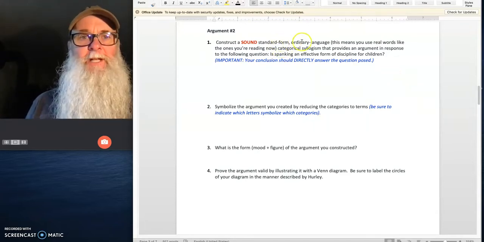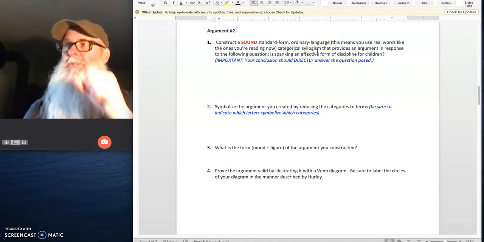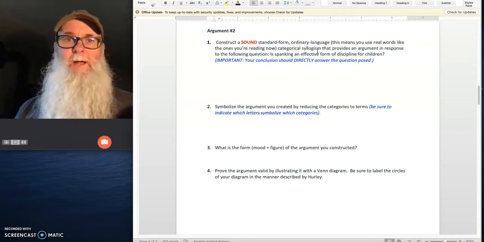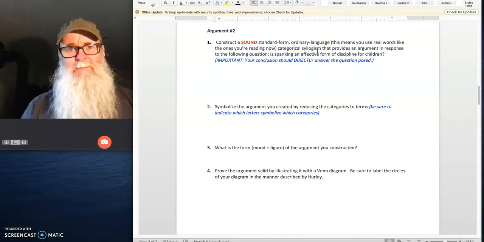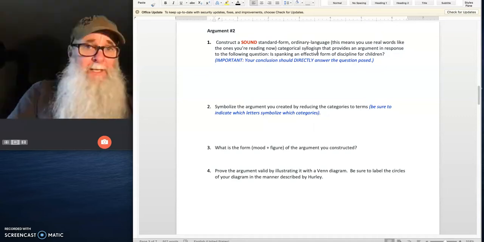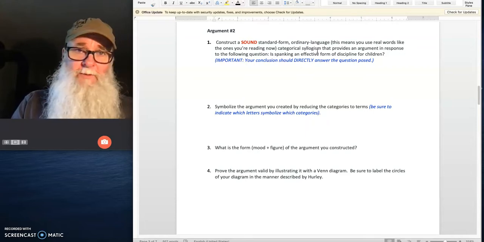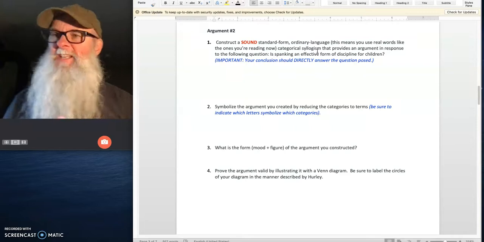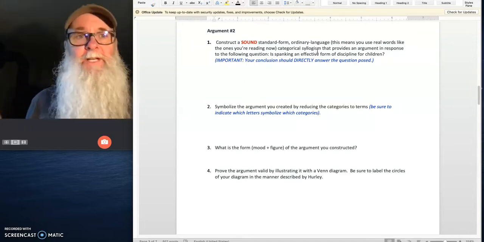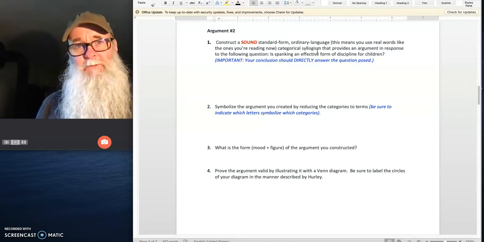This says standard form, ordinary language categorical syllogism. That means you're using words like the ones I'm using now to write out your argument, okay? You're not using symbols, but because it says standard form, you are going to be writing out this argument with standard form categorical propositions. All are, no are, some are. Okay, so you're not going to have any sentence that begins with the word every or begins with the word many, because you have to use those standard form categorical propositions.